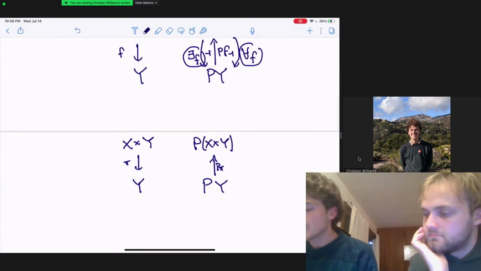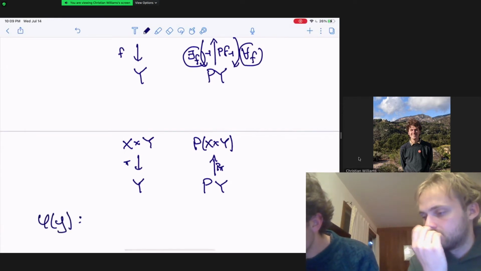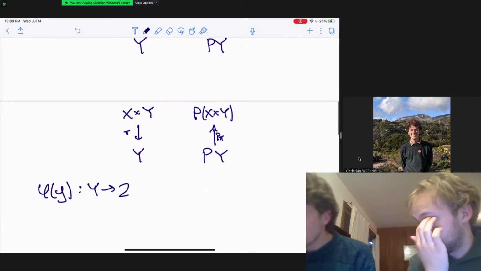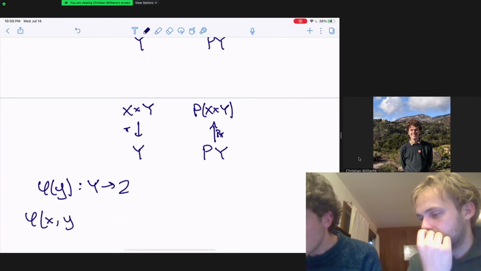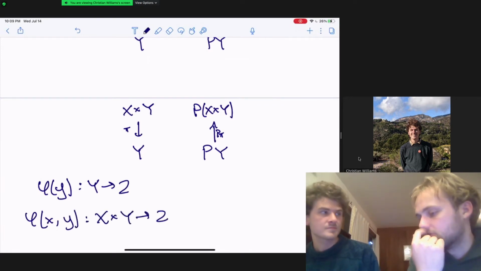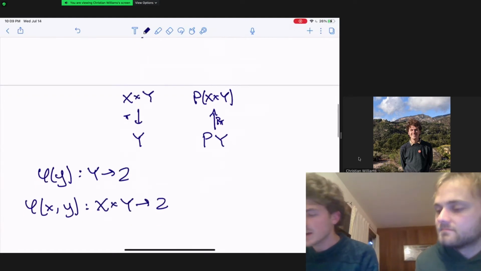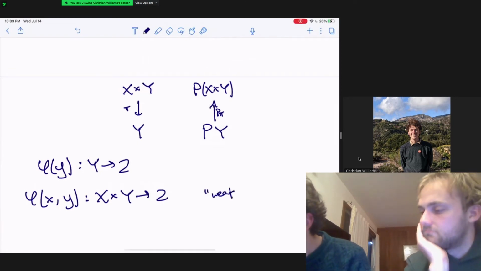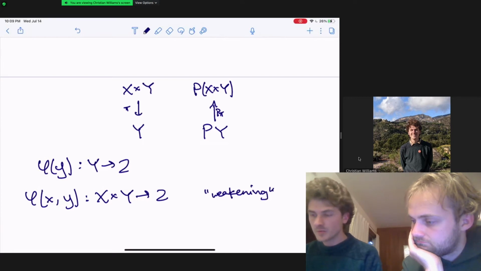So a logician would call that weakening. So you take some phi of y from y to 2. What's the simplest way that you could turn this into a predicate from x times y to 2? Yeah, you just compose with pi. Weakening. You make x a dummy variable, vacuously depending on x.